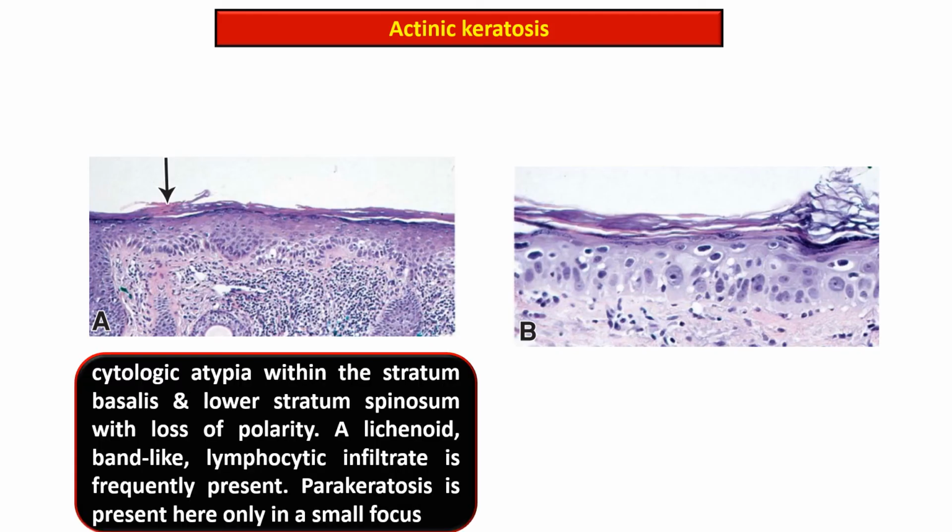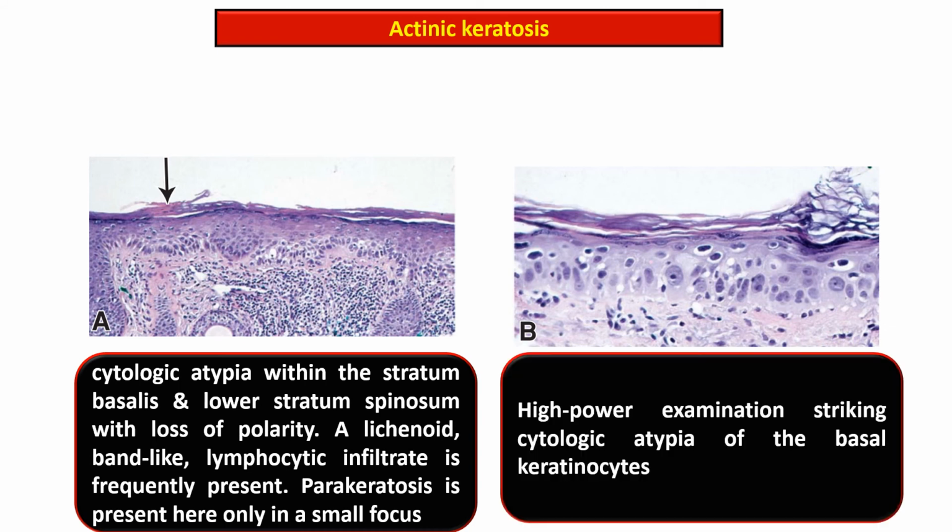Another photomicrograph that is showing the features of the actinic keratosis. There is cytologic atypia within the stratum basale and the lower stratum spinosum, and there is loss of polarity also. Band-like lymphocytic infiltrate is often present, and parakeratosis marked by this arrow is present only in a small focus, while this is a high power view, and this is showing the cytologic atypia of basal keratinocytes.